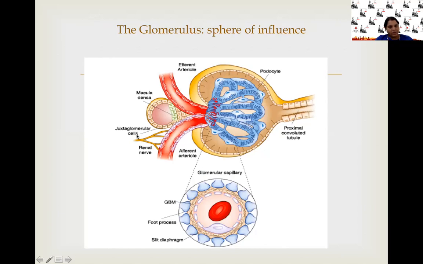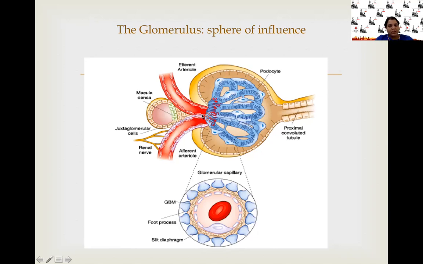Juxtaglomerular cells are so named because they are present in the JG apparatus, which is so named because it is just present adjacent to the glomerulus. It is found between the afferent arteriole and the distal collecting duct. This position is critical for its function in regulating the renal blood flow and the GFR, and it takes part in renal autoregulation. Now the macula densa.